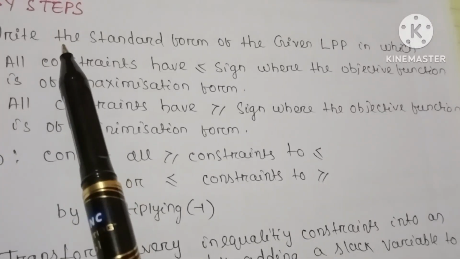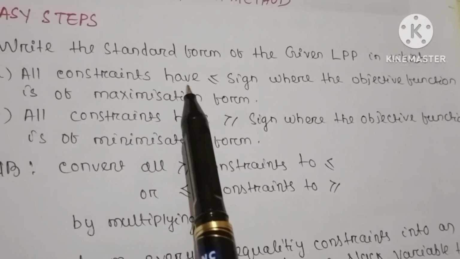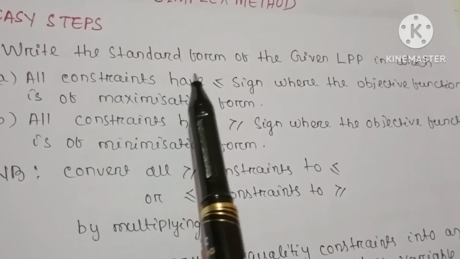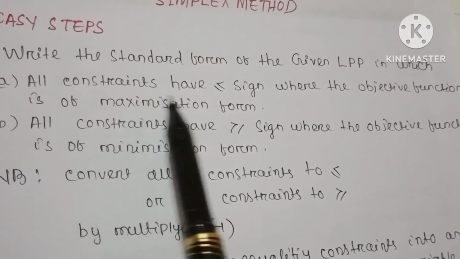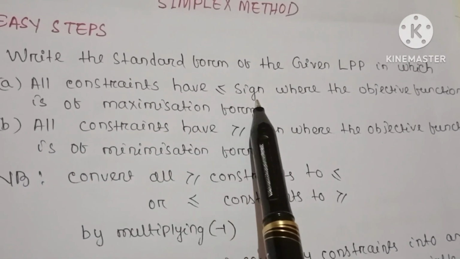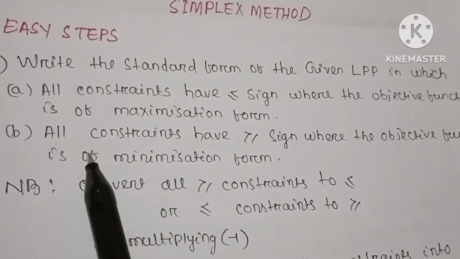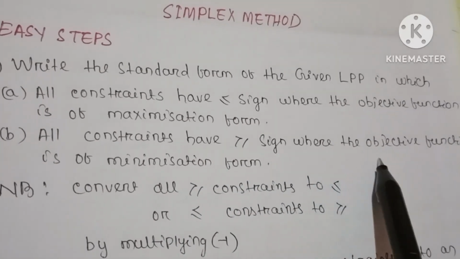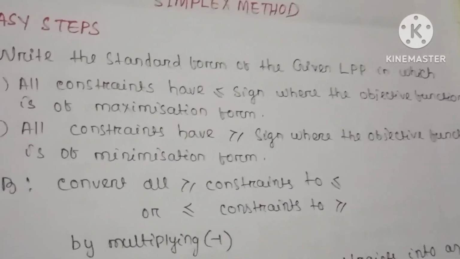These are the steps to find the optimal solution through the simplex method. The first step is to write the standard form of the given LPP, in which all constraints have a less than or equal sign where the objective function is of maximization form, and all constraints have a greater than or equal sign where the objective function is of minimization form. So let's check it.